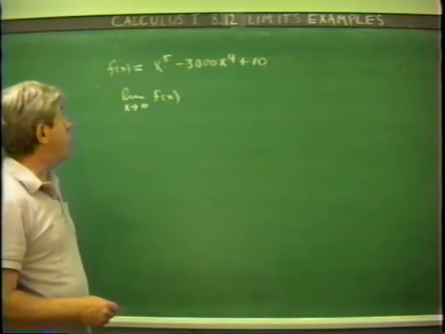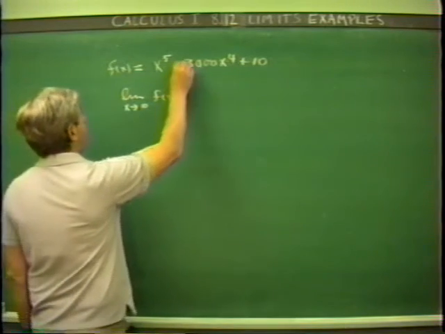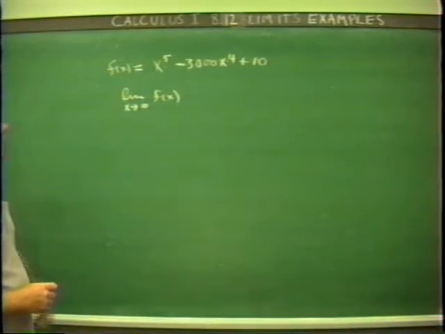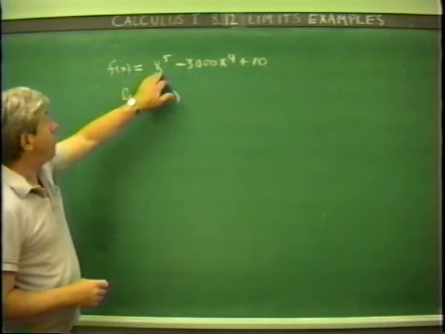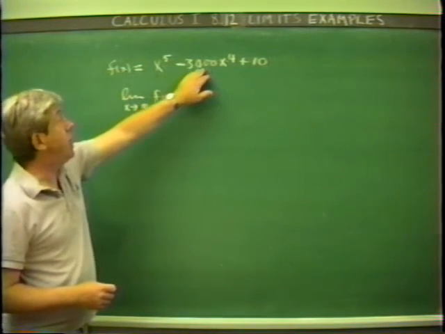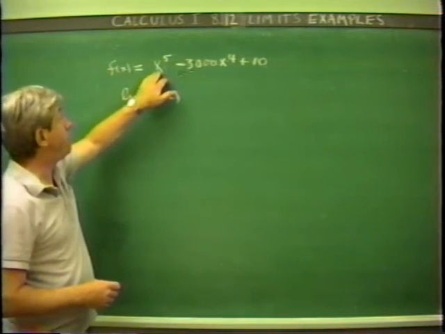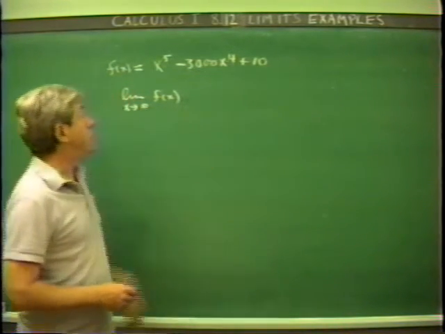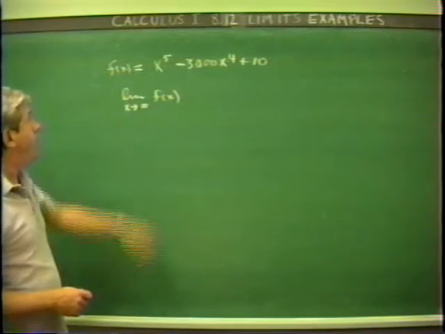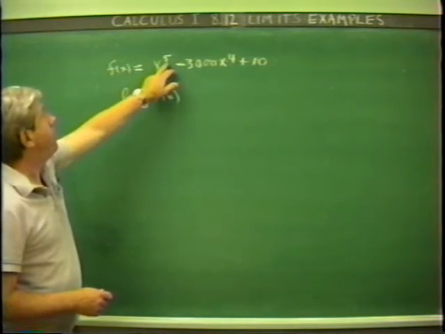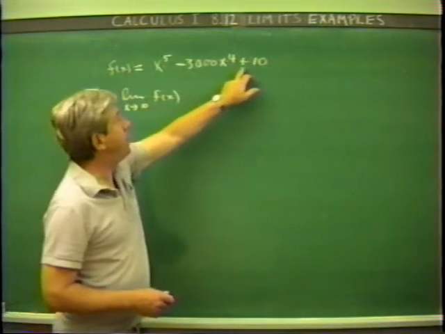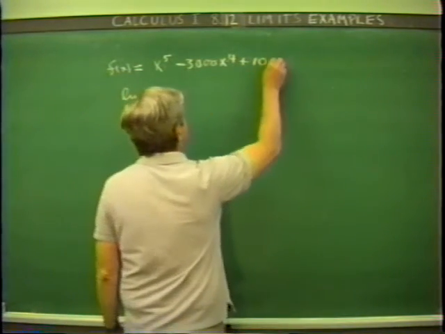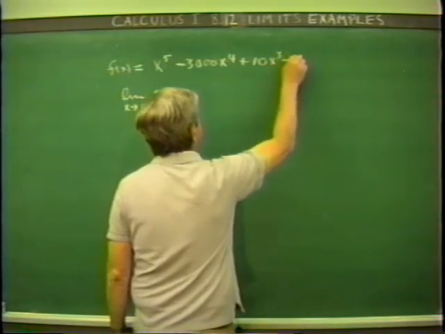Well, if you start plotting the graph of this, clearly, for example, when x is equal to 1, the graph's going to be somewhere around minus 3,000, and it looks like as if it's very negative. But it's also clear that when x gets to be as large as 3,000, the x to the fifth term is going to dominate the picture here, and we're going to have 3,000 to the fifth minus 3,000 to the fifth plus 10. Right?